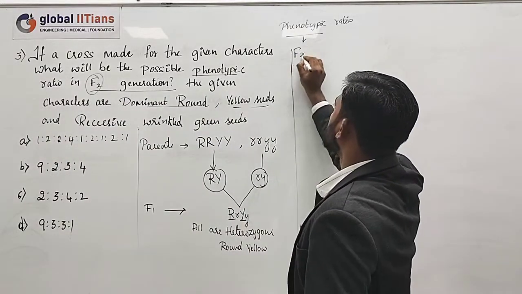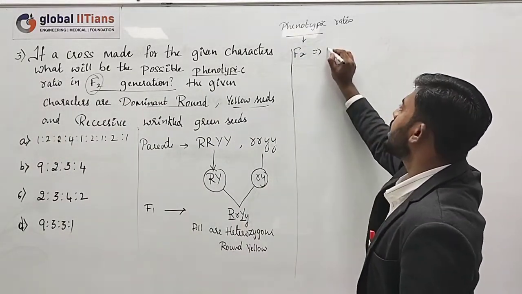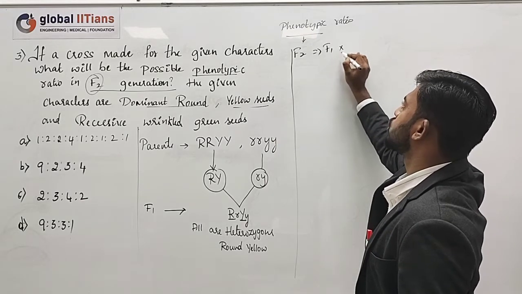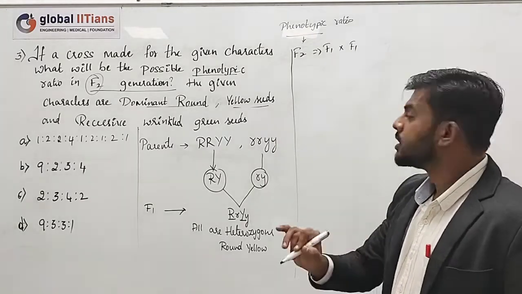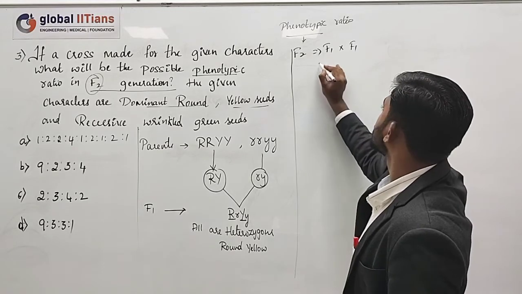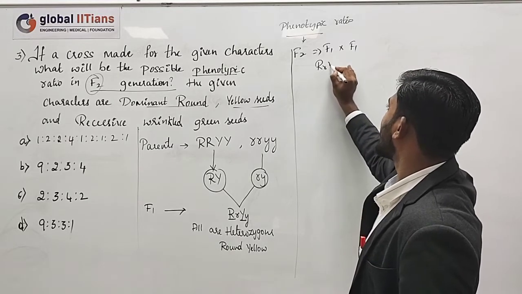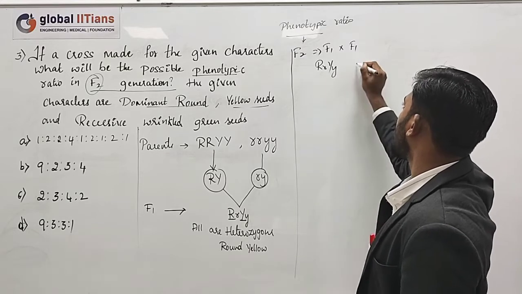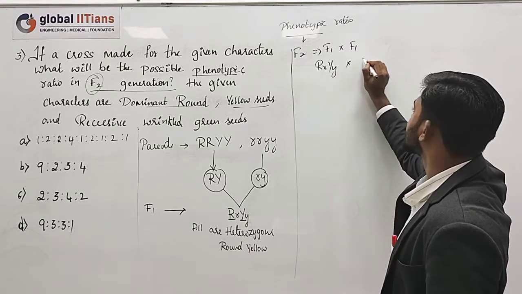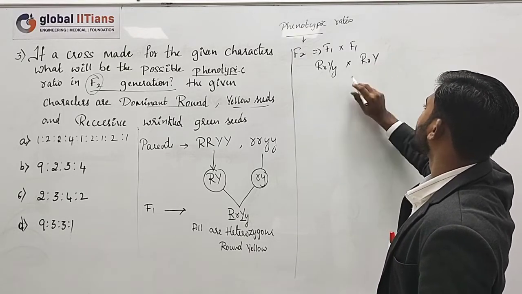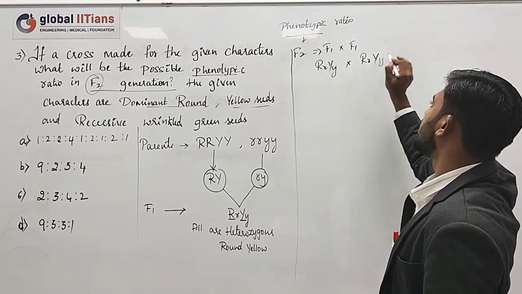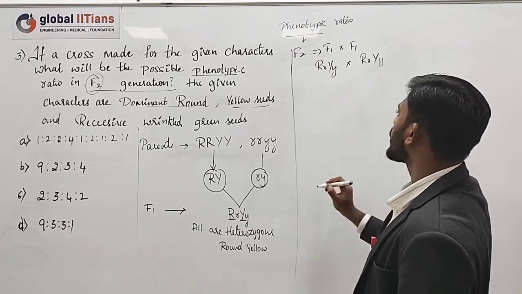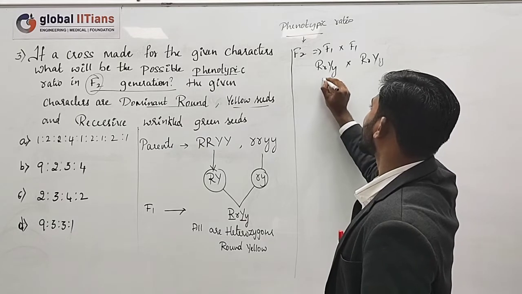What is F2? F2 is selfing, that is, F1 should be crossed with F1. So in F1, what is the genotype? That is capital R, small r, capital Y, small y. So this is one parent, heterozygous round yellow, and the other is also capital R, small r, capital Y, small y. Now we will see the gametes.